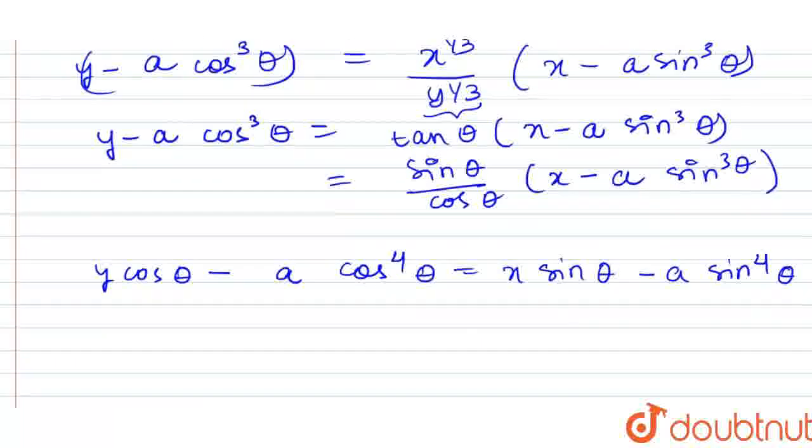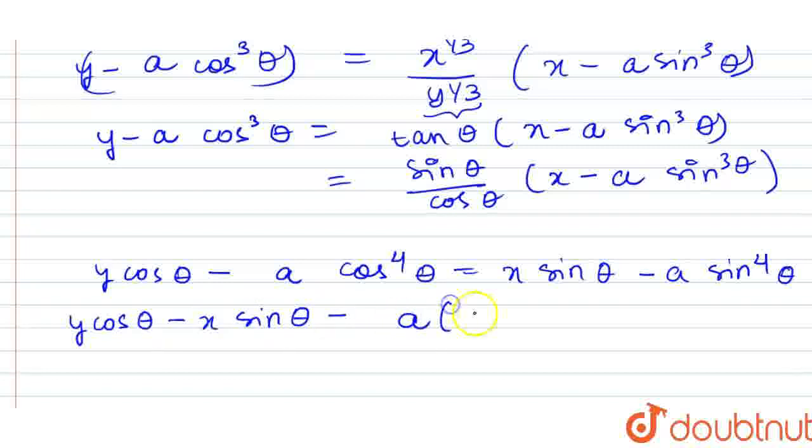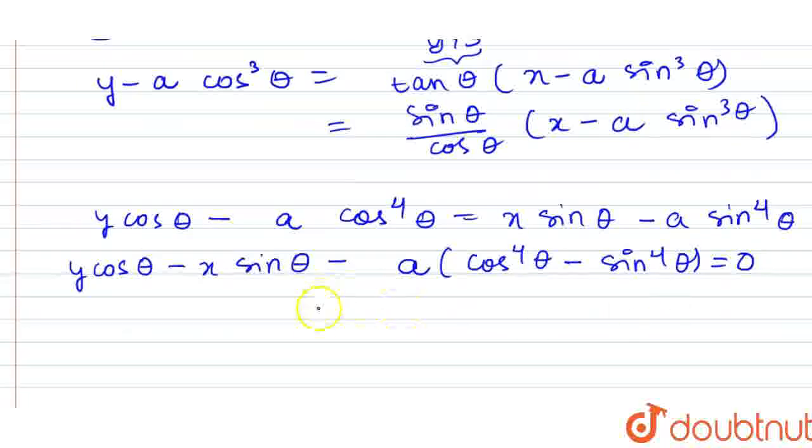Now we will shift all the terms onto the left hand side, or we can say we are shifting all the terms from the right hand side. We will get y cos theta minus x sine theta minus a cos to the power 4 theta, and this minus a sine to the power 4 theta will become plus when we shift it to the left hand side, and we are taking a common from those terms, cos to the power 4 theta minus sine to the power 4 theta, right?